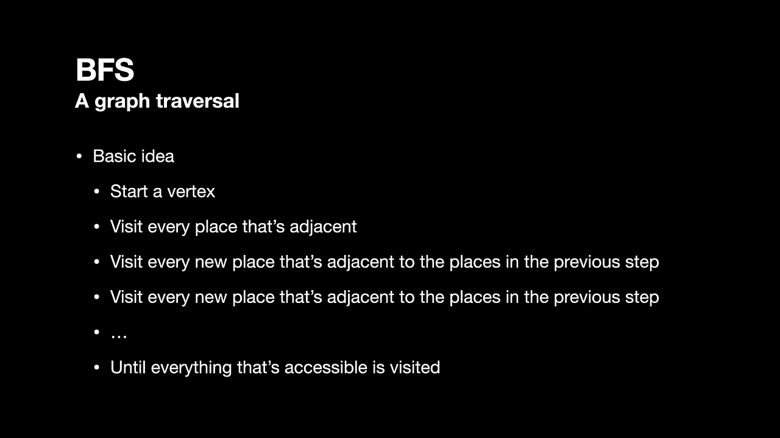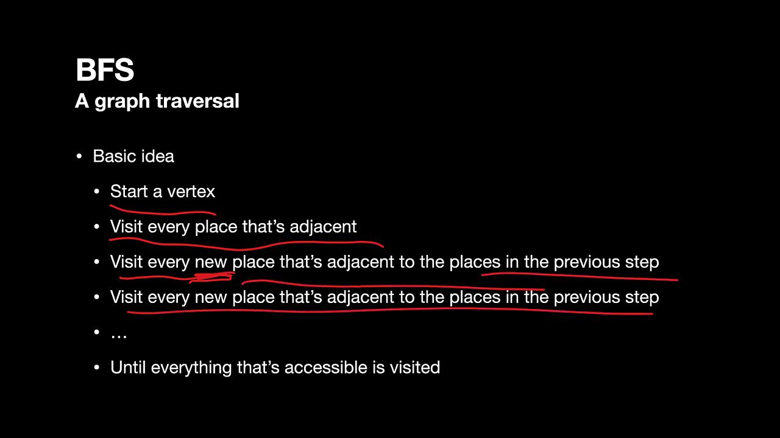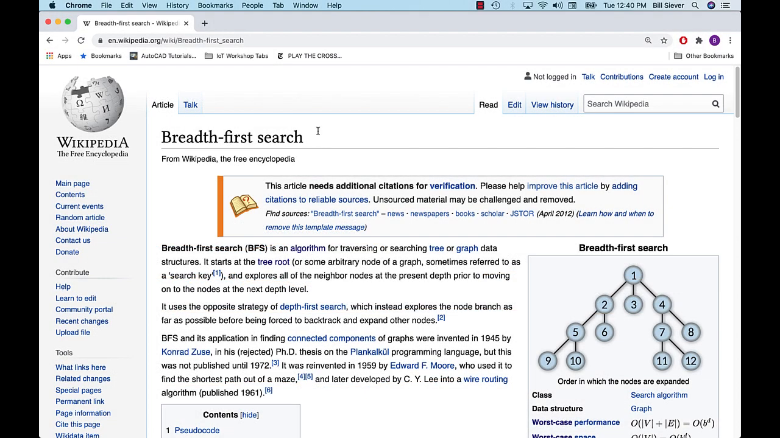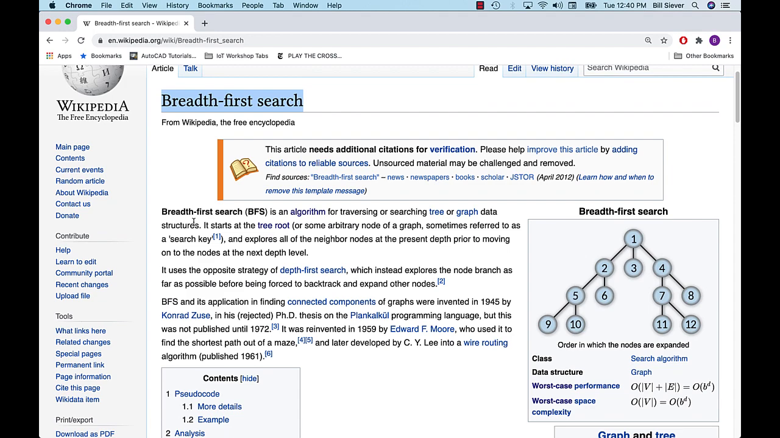So the basic idea is that we start at some particular vertex or node. We're going to visit every place that's adjacent to it, and then we're going to visit every new place that's adjacent to the places from the previous step, and so on and so forth. We'll continually expand out, visiting new as yet unvisited nodes until we've reached everything that's accessible from the original start node. Okay, so I want to take a quick look at breadth first search's algorithm.